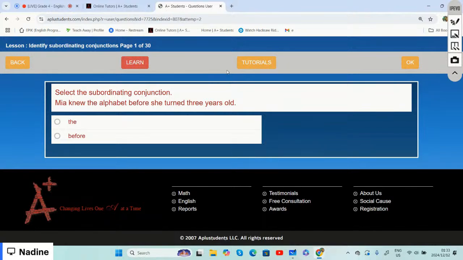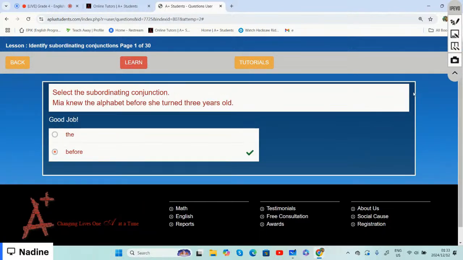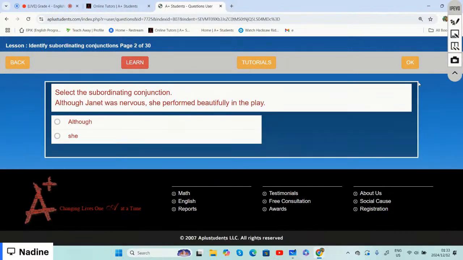Remember, if we were to select the subordinating conjunction that tells us when something happened, then it is option 2. Yes, well done. Before. Before is our subordinating conjunction. So well done. Before is our subordinating conjunction.